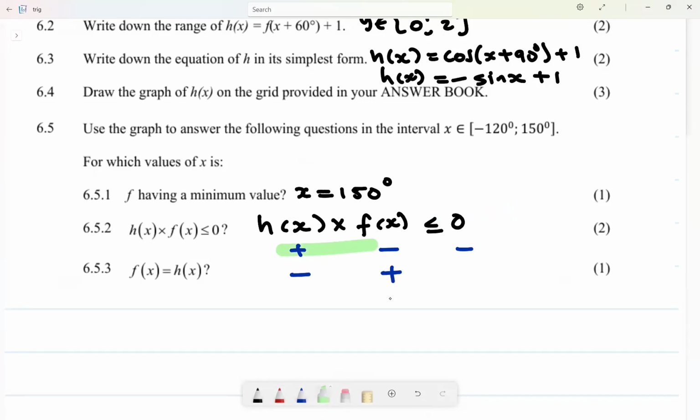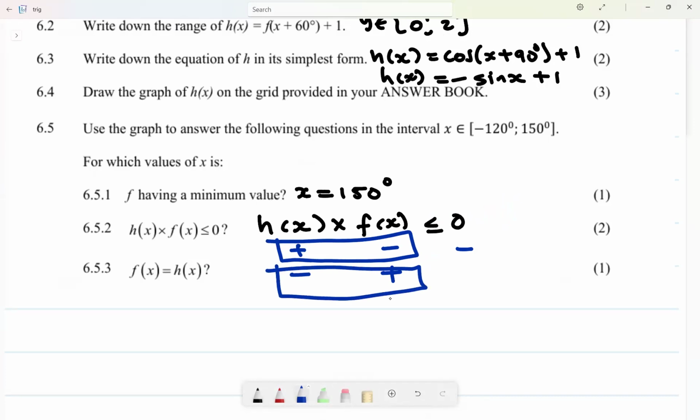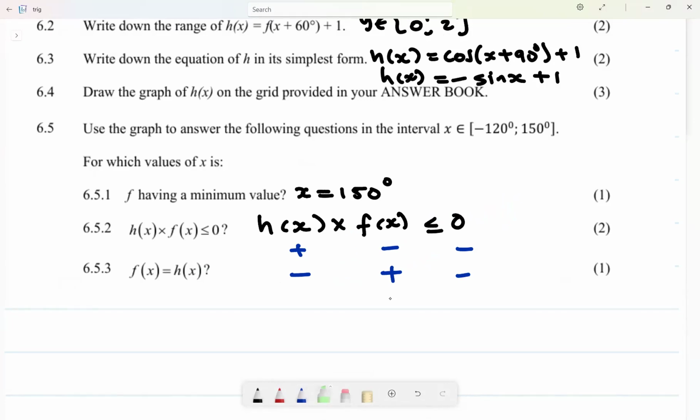So I will start with this one. Don't do only one, okay? Remember in the previous video, we did negative and negative and positive and positive. Also here, I need to consider when h is positive and f is negative, and again when h is negative and f is positive. So I need to consider both those parts. So let's look at the first one first, when h is positive and that one is negative.